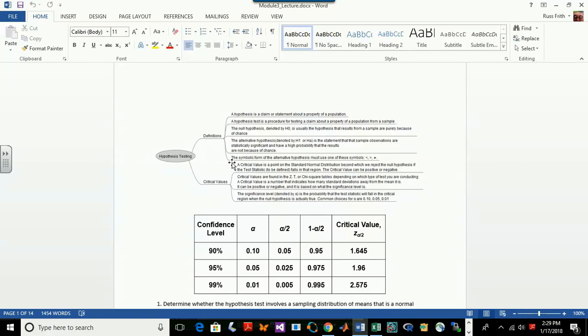Let's talk about critical values. A critical value is a point on the standard normal distribution beyond which we reject the null hypothesis if the test statistic, to be defined or determined, falls in that region. The critical value can be positive or negative. So let me show you that.